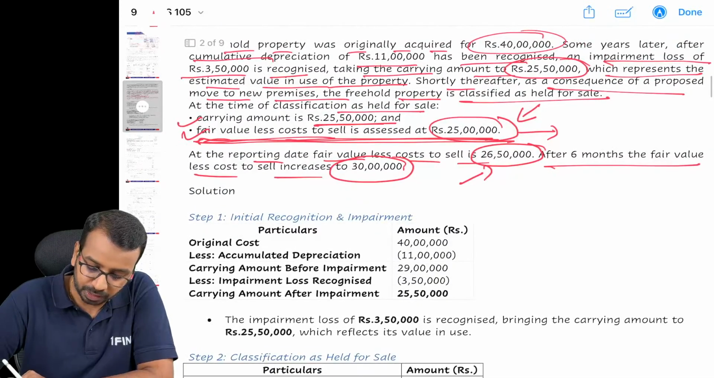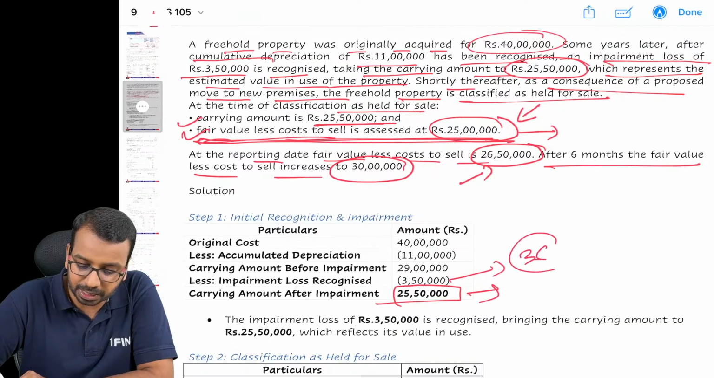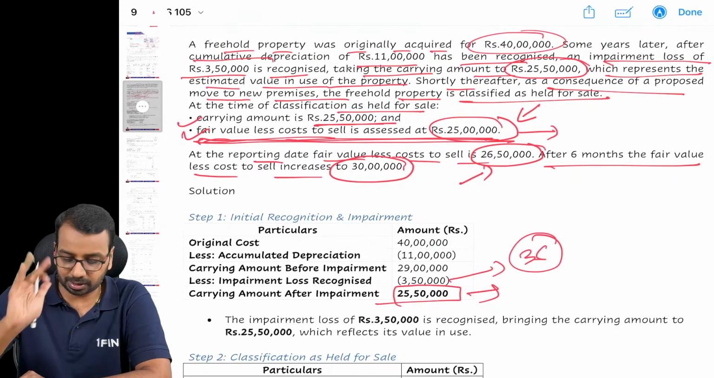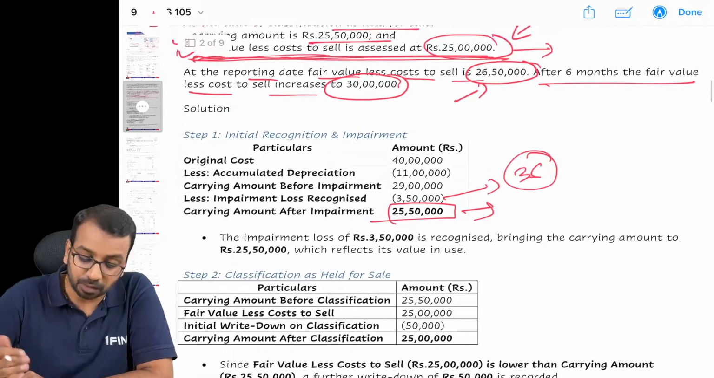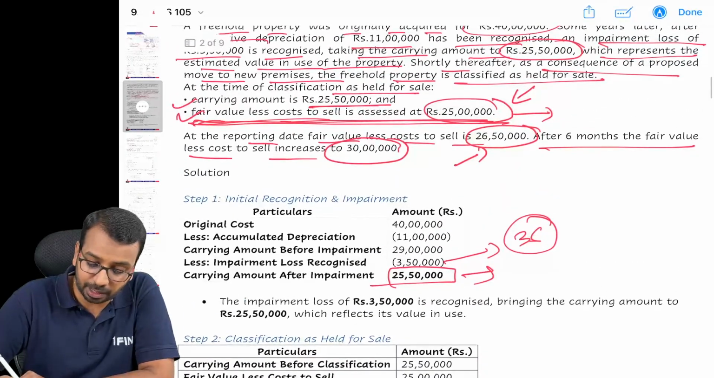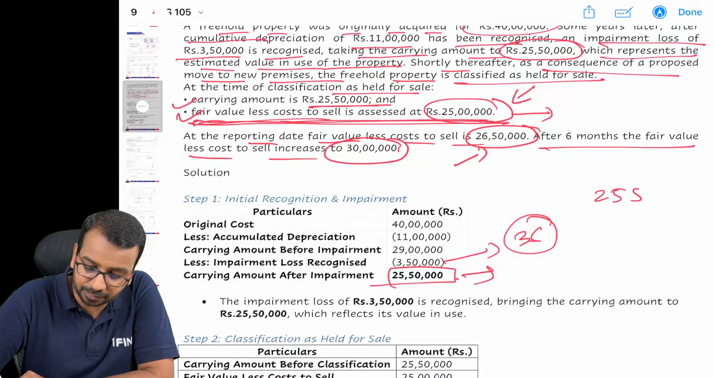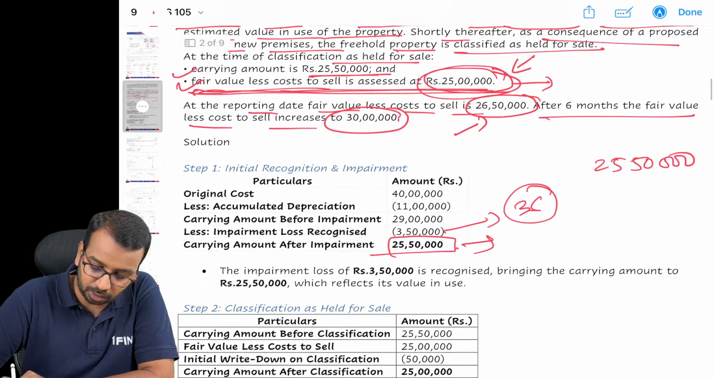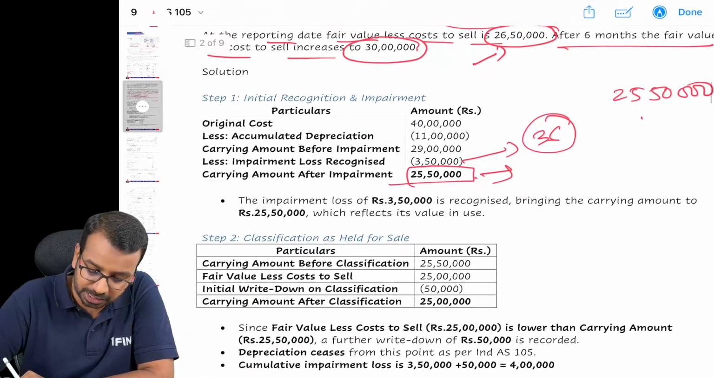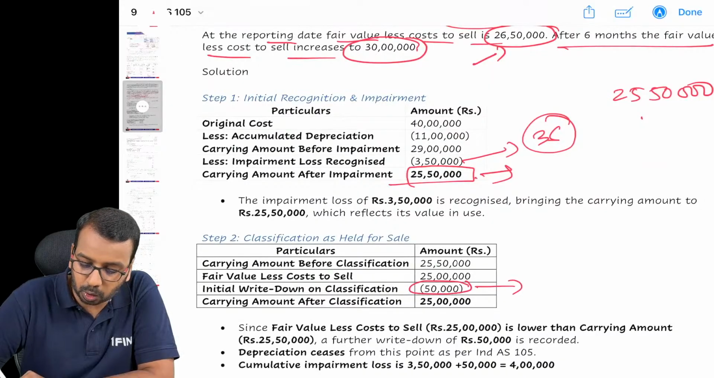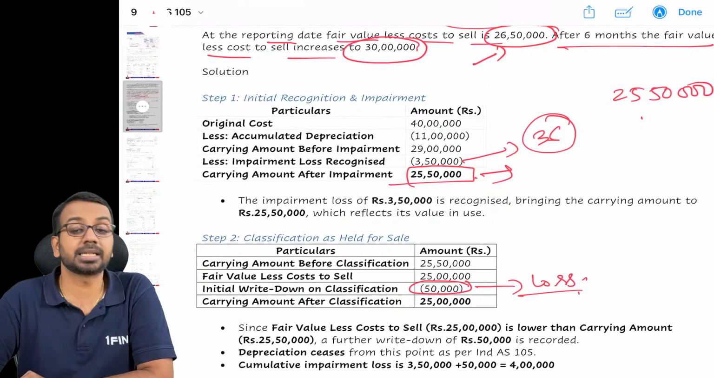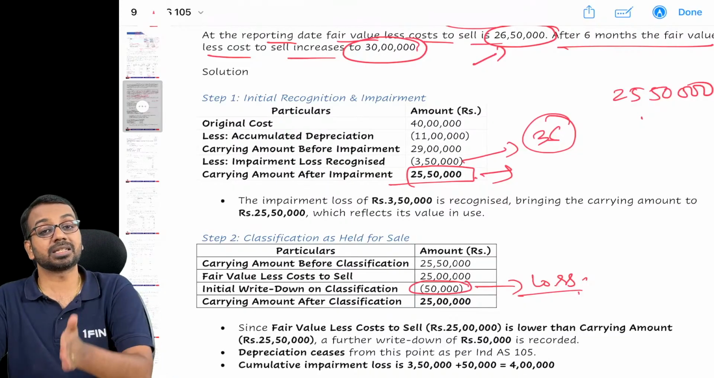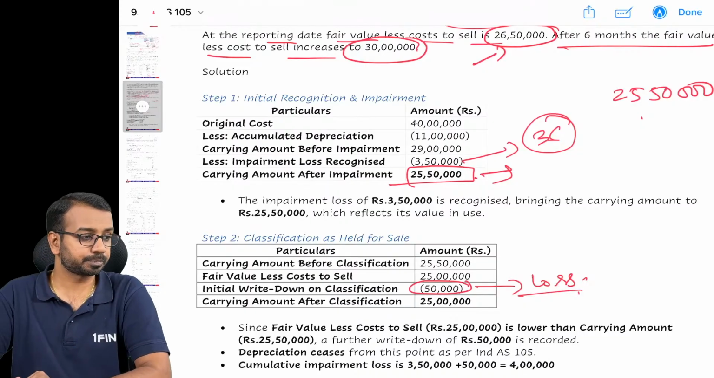First, 25,50,000 is the carrying amount. This is the impairment loss as per Ind AS 36. We will recognize it in P&L. Done. Then, when it is classified as held for sale, we will compare the carrying amount 25,50,000 with the fair value less cost to sell of 25 lakhs, which means the 50,000 of loss will be recognized in the P&L when it is classified as held for sale.